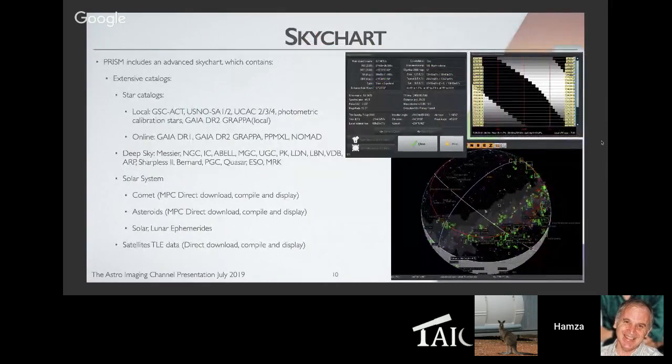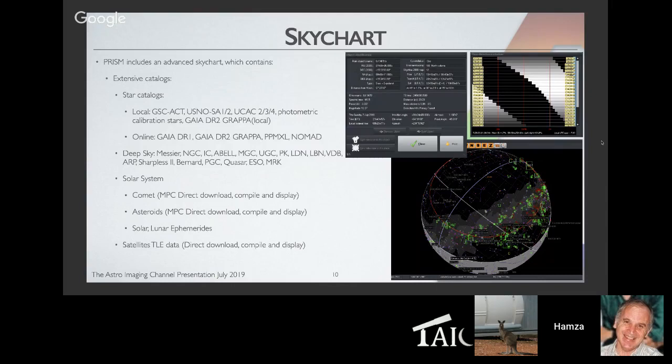A sky chart. Of course, it has a sky chart. It's very, very powerful. It includes some advanced functions in here as well. It has extensive catalogs, some star catalogs. Locally, we installed GSC-ACT with Prism, but you could download from our website the USNO, UCAC, and we pack the photometric calibration stars. And as of late, we included a Gaia DR2 Grappa local version that we support, but one has to be careful here.